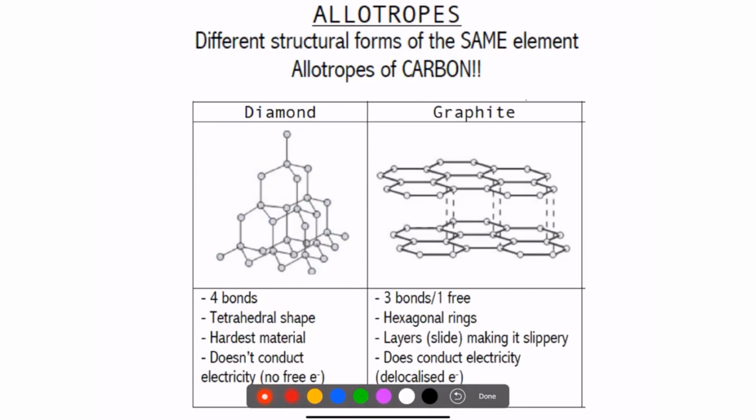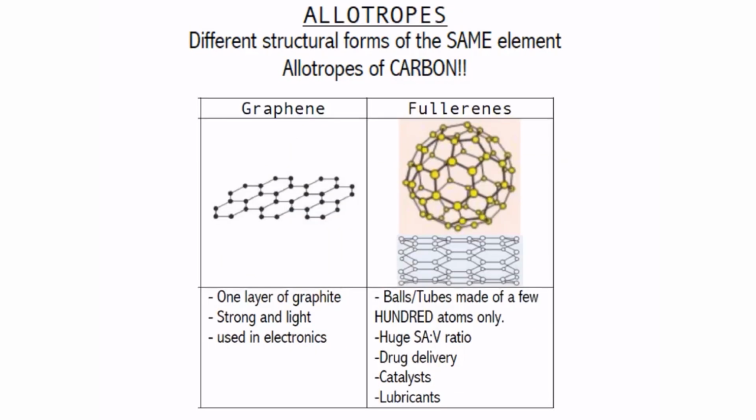So diamond and graphite. In diamond, all the carbons have 4 bonds, which is the maximum number of bonds a carbon can make. However, in graphite, carbons have 3 bonds, which means one electron is free to move around between the layers. And as a result, this is why graphite can conduct electricity, but diamond cannot. Also, graphite is slippery because the layers can slide. Graphene is a single layer of graphite. It is strong, but also light, and it's also used in electronics because, again, it has delocalized electrons which can conduct electricity.